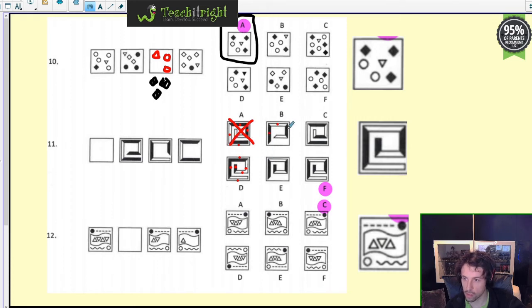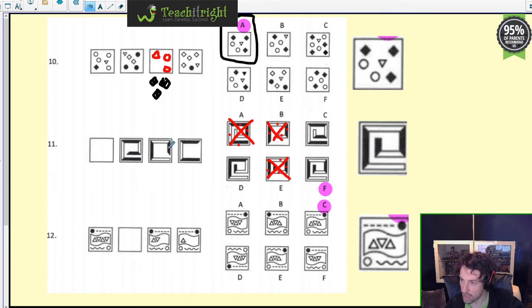So 1, 2, 3, 4. Well, it can't be B. 1, 2, 3, 4, 5, 6. Okay. 1, 2, 3, 4, 5. So we've already managed to eliminate it down to half the options just by counting the number of coloured components, but actually it does also need to alternate.